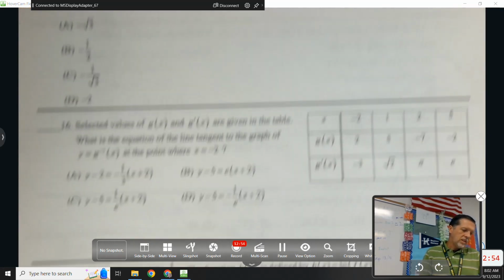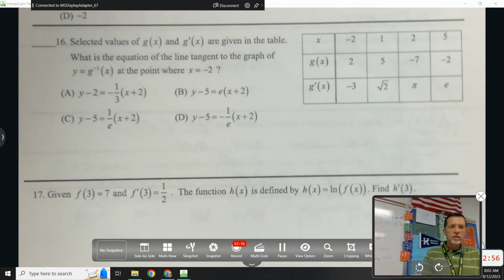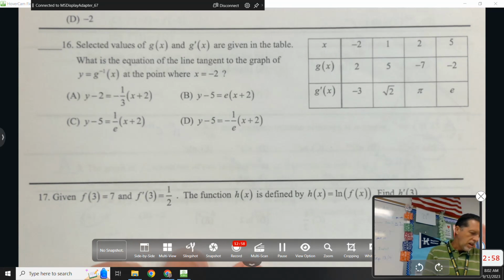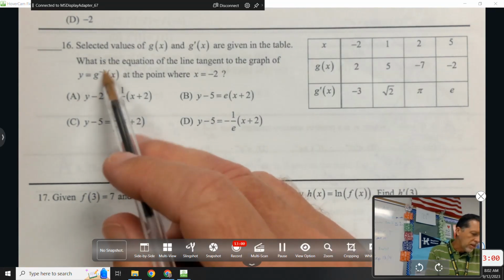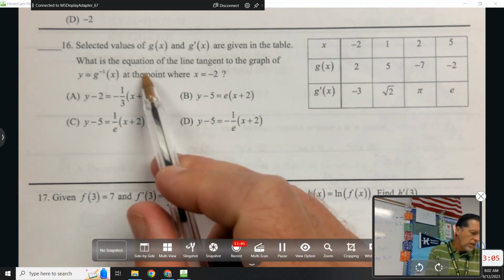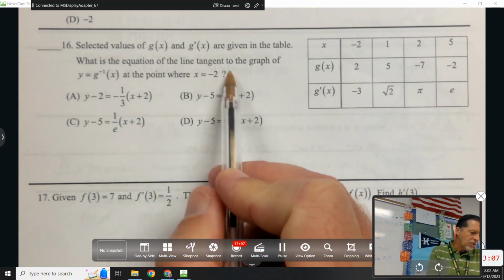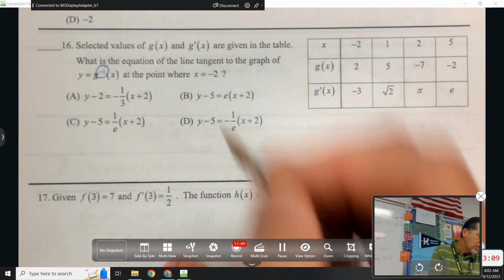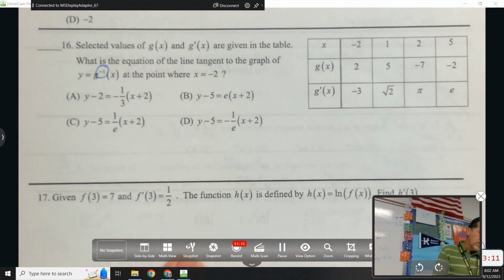Number 16, table problem. An inverse table problem though. Selected values of g and g prime are given in the table. What is the equation of the line tangent to the graph of the inverse where x is 2?